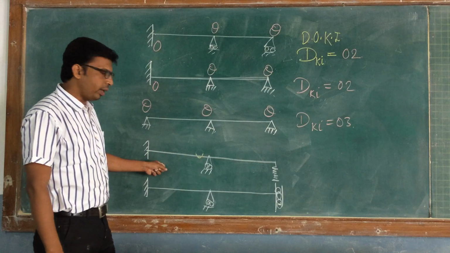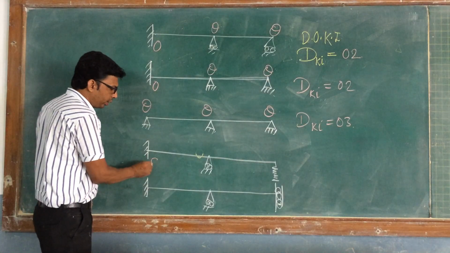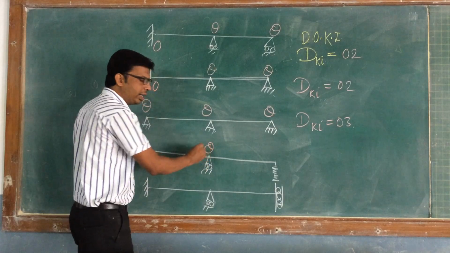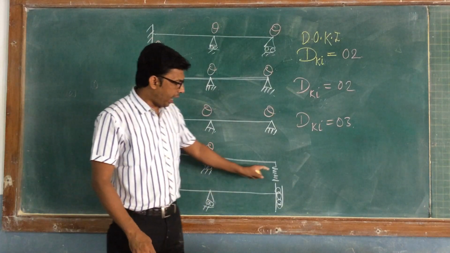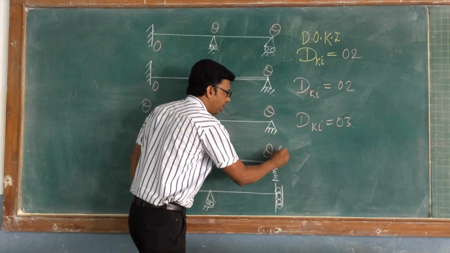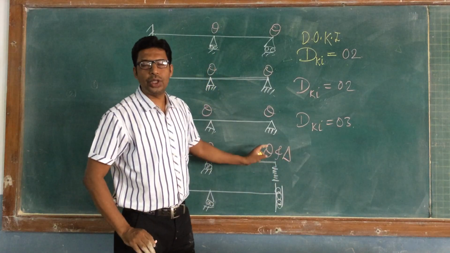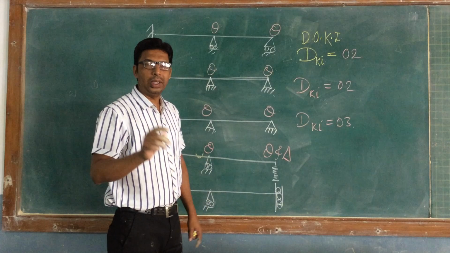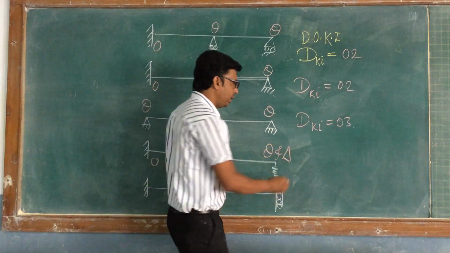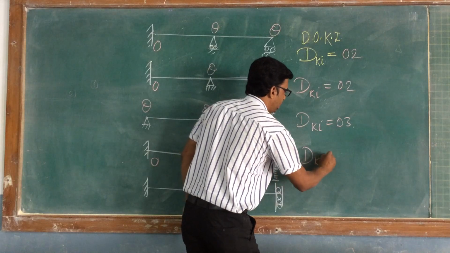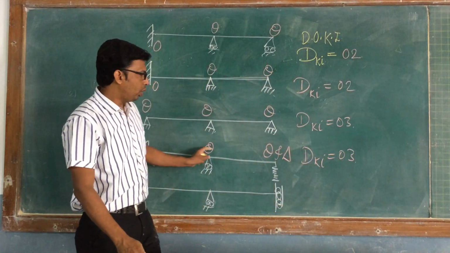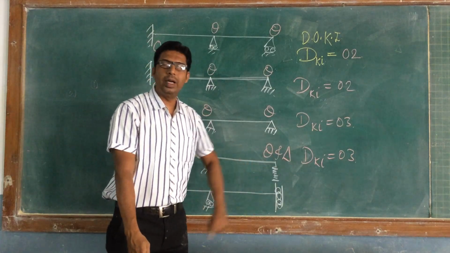Then the fourth beam has fixed support 0 kinematic unknowns. Roller support 1, that is theta, and a spring support is provided. There are 2 unknowns, theta and delta. So total DKI is equal to 0 plus theta plus delta. DKI equals 3, 2 rotations and 1 vertical displacement.